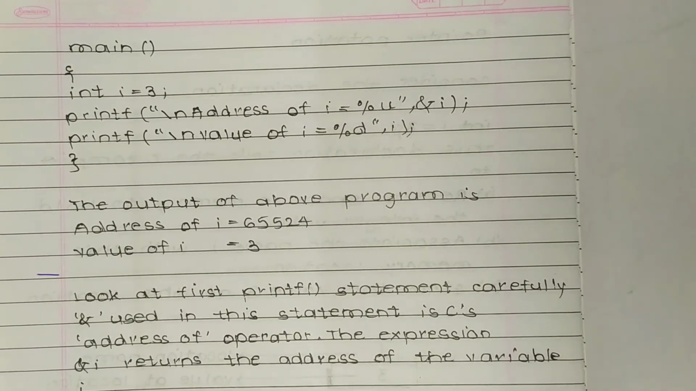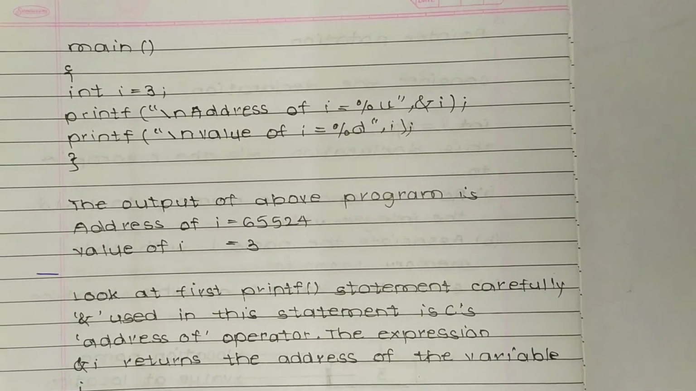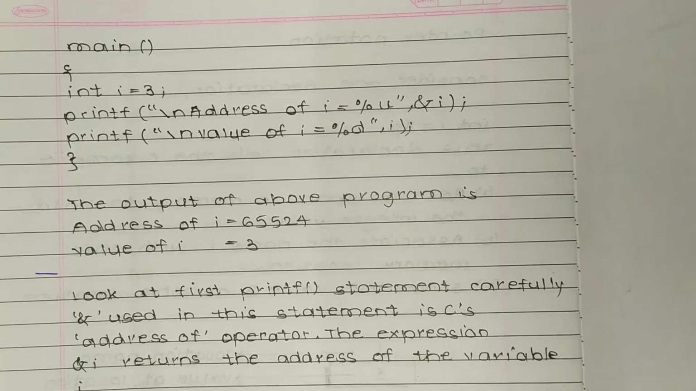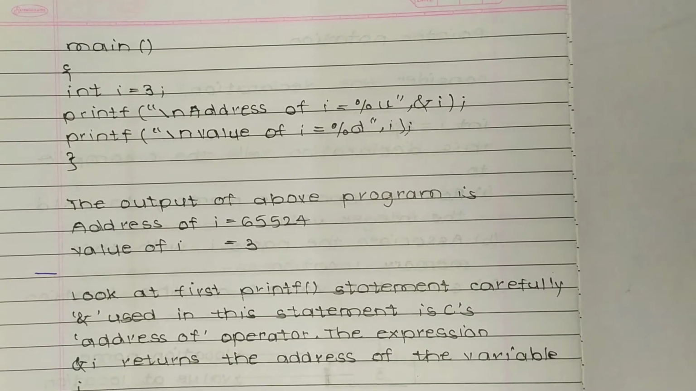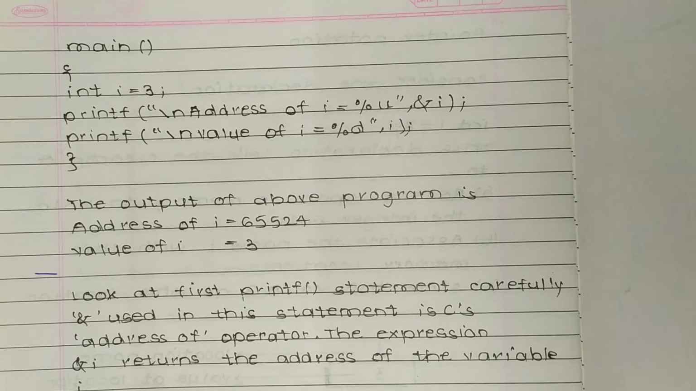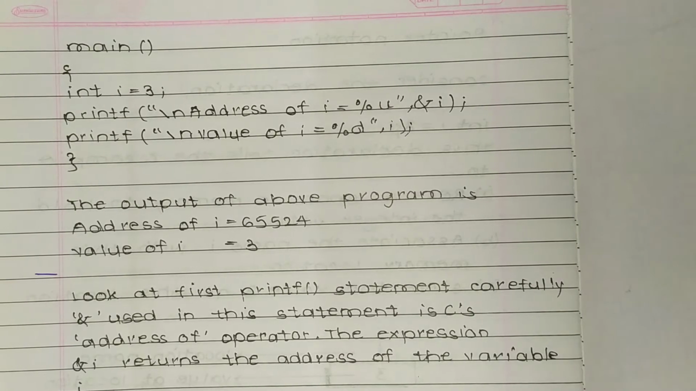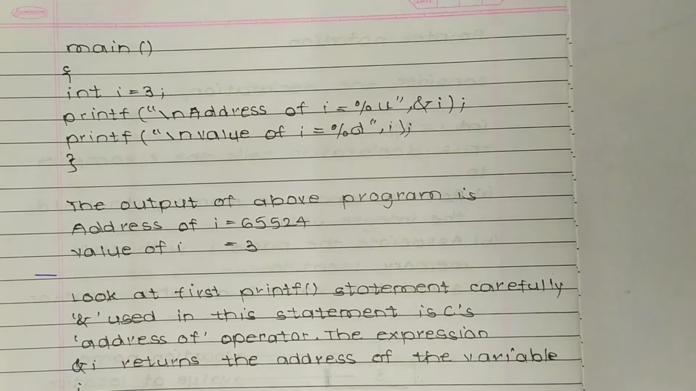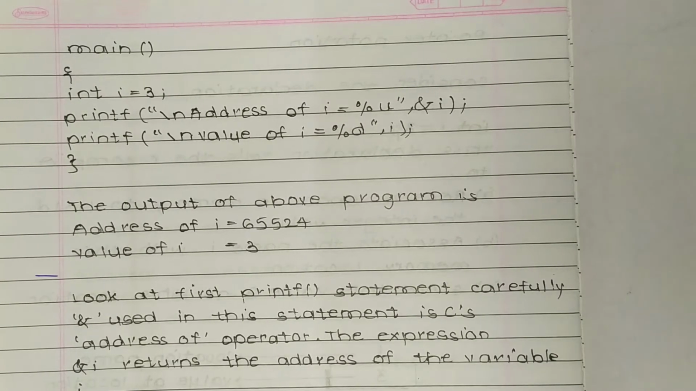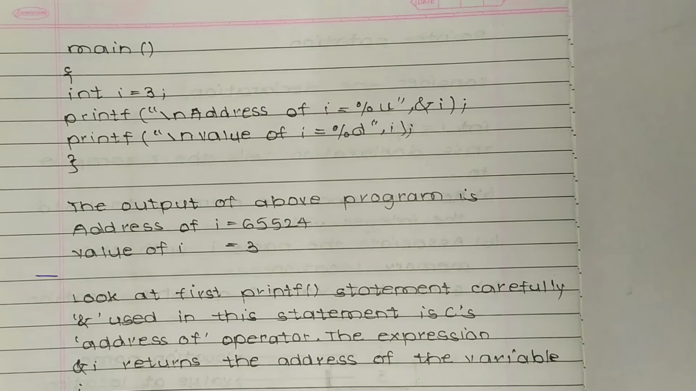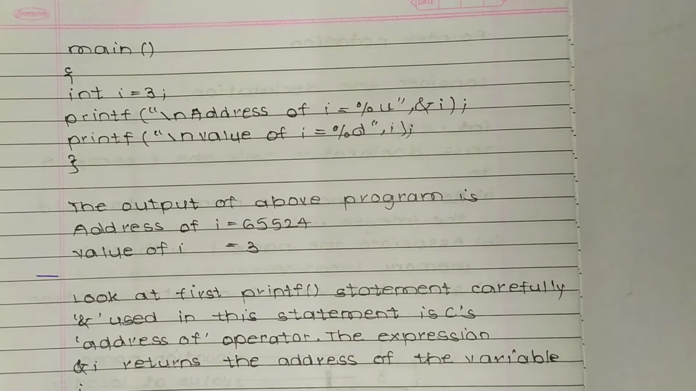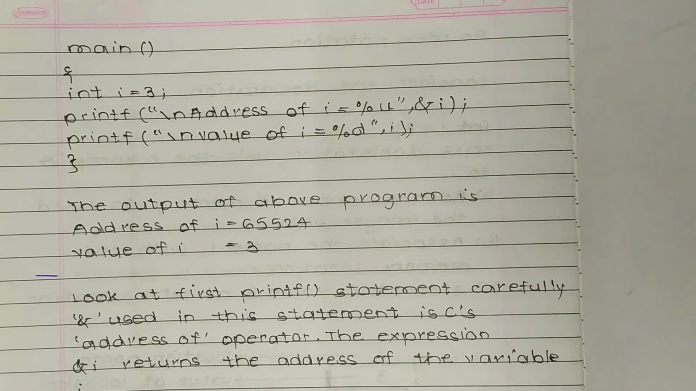So this is a program in which we get an idea about pointers. First is main. Now int i = 3, printf("\nAddress of i = %u", &i); printf("\nValue of i = %d", i); So in this program we get output about the address of i, which is 65524, and the value of i, that is 3. So this was a program explaining pointers.